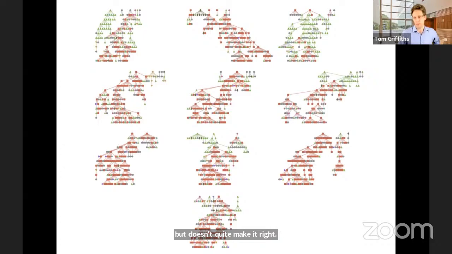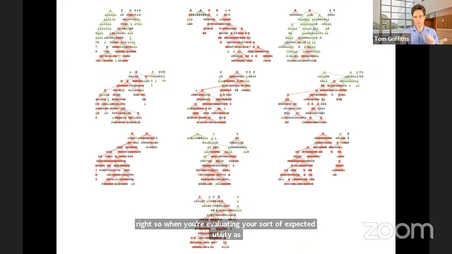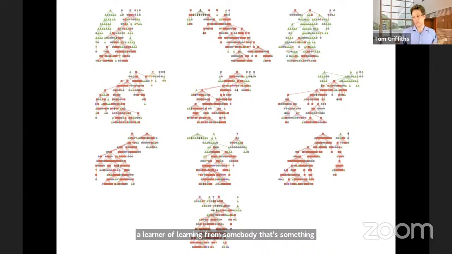One interesting thing that suggests, though, is that the calculation you should be doing as a learner is not just the score of the person you're learning from, but also the probability that the thing they know is going to be successfully transmitted to me. So when you're evaluating your expected utility as a learner of learning from somebody, that's something you should take into account. I'm not sure of models that actually explicitly do that. I think that would be an interesting thing to look at.